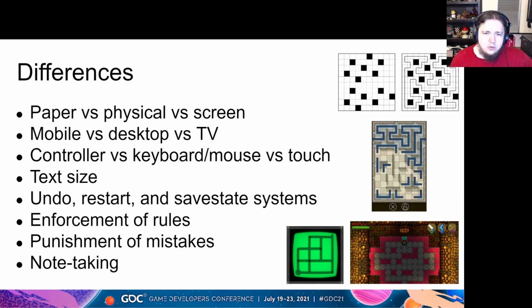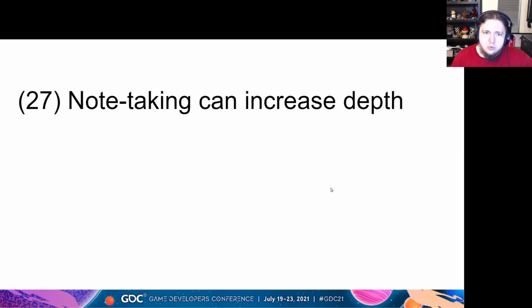Another big one is note-taking, and we'll get to this in the next section, but essentially what I mean by note-taking is, in The Witness, you just have to draw a line from the start to the end. You can't draw a partial line on the corner of the grid, whereas in Alcazar, the way you're making progress is by adding little bits of lines slowly until you've drawn in the whole path. And the experience of solving those two puzzles is very different. Note-taking can increase depth, and this is an important enough lesson to be a number of its own.